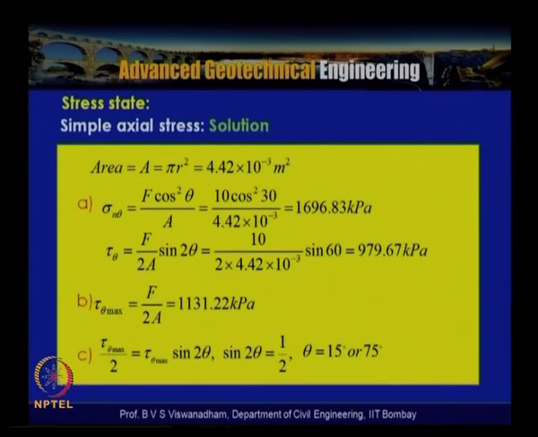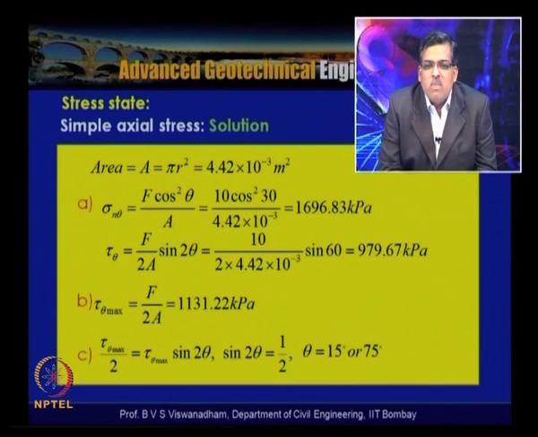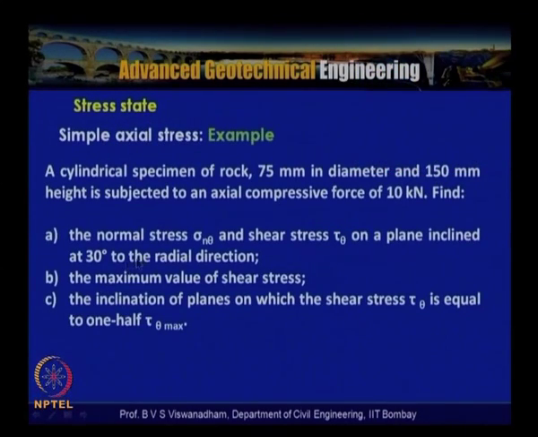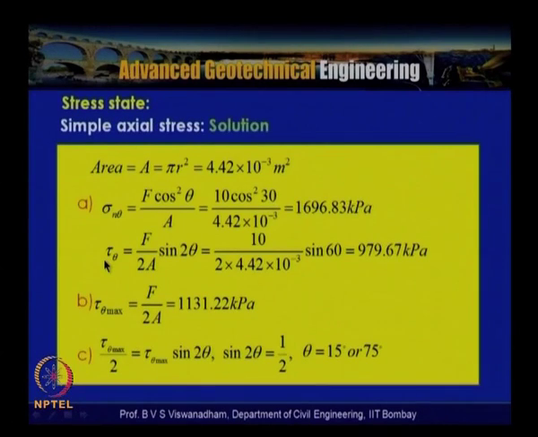The area is nothing but, with 75 mm diameter, pi r square, which is 4.42 into 10 to the power of minus 3 meter square. So sigma n theta, which is given by F cos square theta by A, we can write with F equal to 10 kilonewton, and we have been asked to determine on a plane at 30 degrees to the radial direction. So F cos square 30 divided by the area, that is 4.42 into 10 to the power of minus 3.